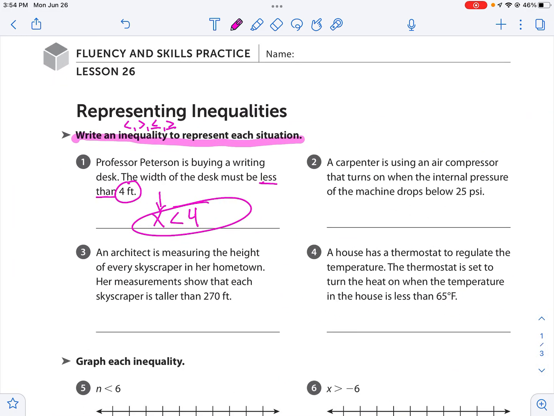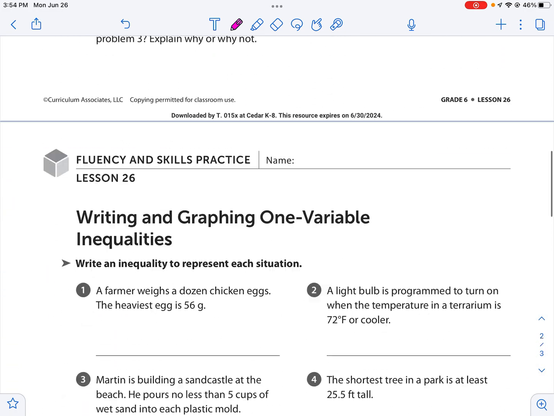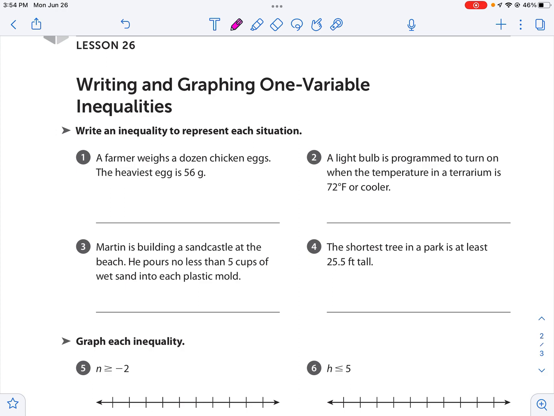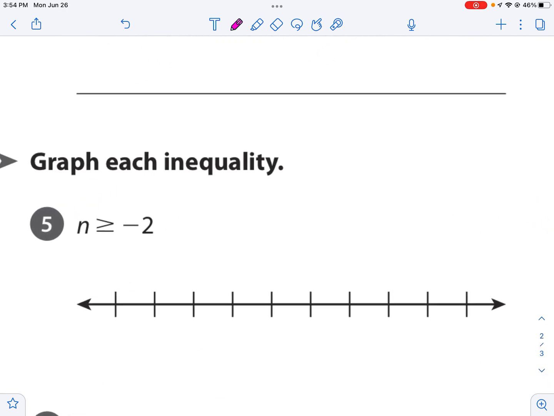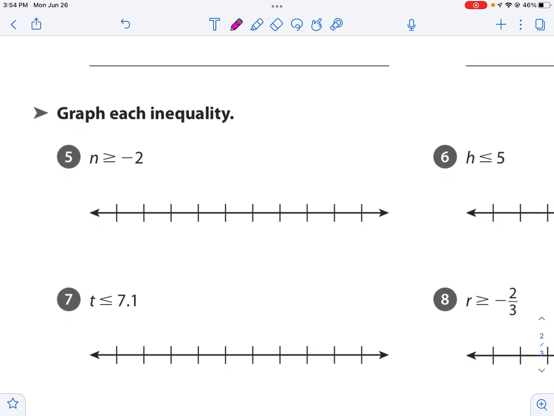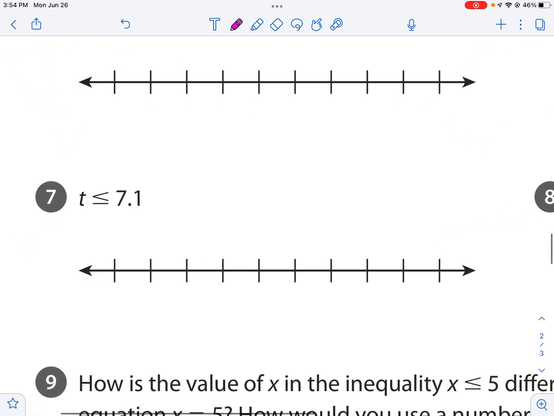Okay, so that's how you do 1, 2, 3, 4, and 1, 2, 3, 4 on the other page. On the other page, I'm going to do one of the graphing ones. Let's do number 7. Okay, so first I need to label my number line. You can label it really however you want, as long as you can fit this number on there somewhere.